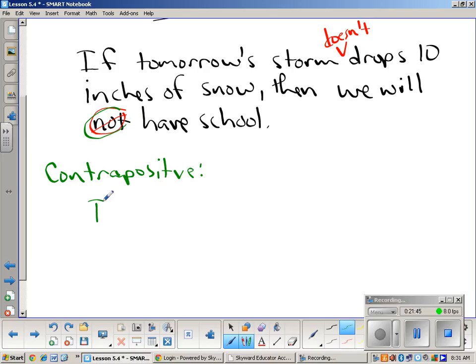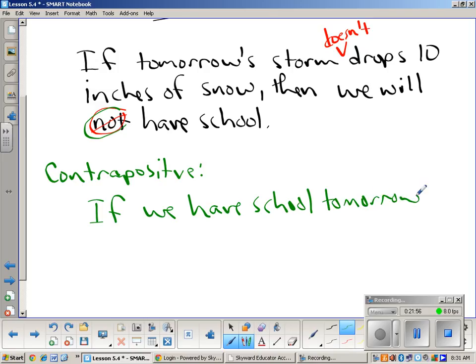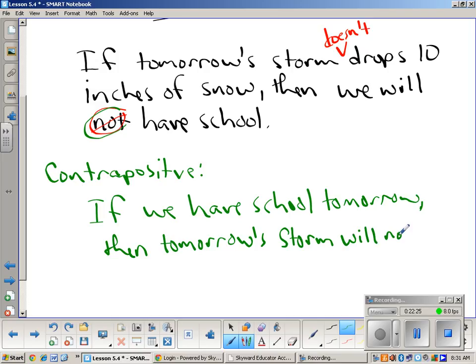If we have school tomorrow, then tomorrow's storm drops, or doesn't drop, then you don't care. Then tomorrow's storm. Don't you mean like yesterday's storm? Yeah. If we have school tomorrow, then tomorrow's storm what? Will not drop 10 inches on us. Right?